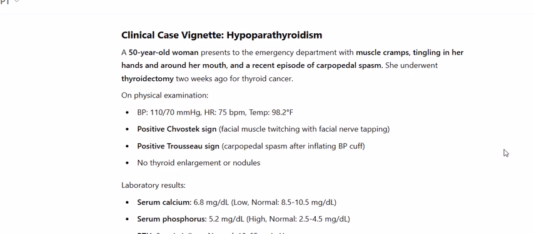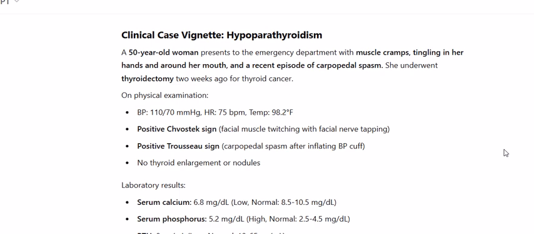On physical examination, BP 110/70 mm Hg, HR 75 BPM, temperature 98.2 degrees Fahrenheit. Positive facial muscle twitching with facial nerve tapping, positive Trousseau sign, carpopedal spasm after inflating the BP cuff. No thyroid enlargement or nodules.